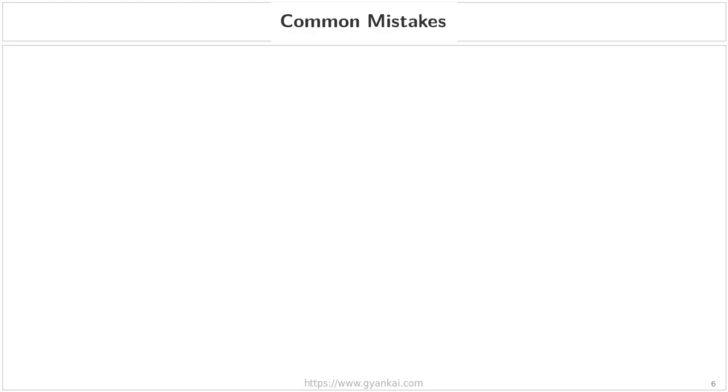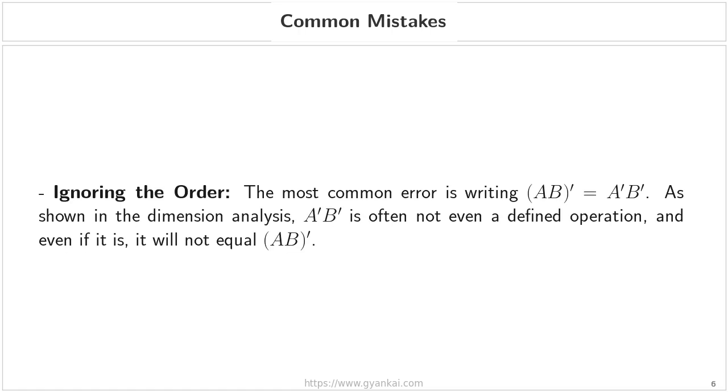Common mistakes. Now that we have seen the reversal rule in action through a concrete example, let's discuss some common pitfalls to ensure you don't make these mistakes in your exams. First, let's talk about ignoring the order of matrices. The most frequent error students make is writing that the transpose of the product of A and B is equal to the transpose of A times the transpose of B.